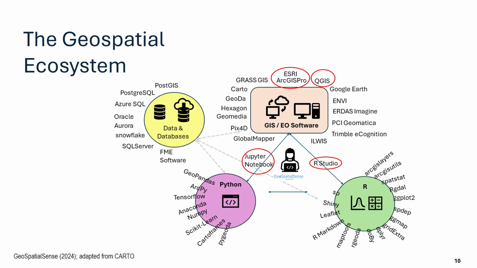The geospatial ecosystem is composed of many parts. We have the GIS and Earth observation software. We have the programming environment, which is Python-based, but also other elements in there, such as JavaScript, R for statistical analysis. And then we also have data and databases to house the information.